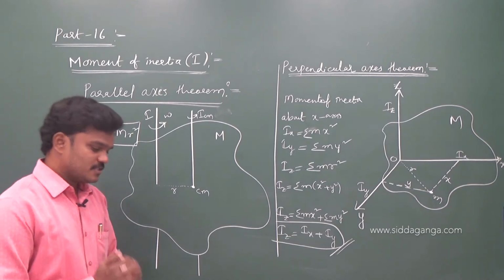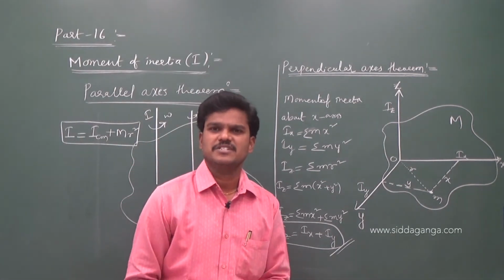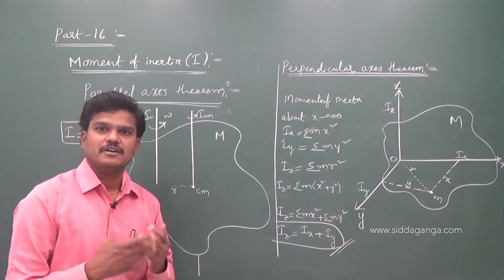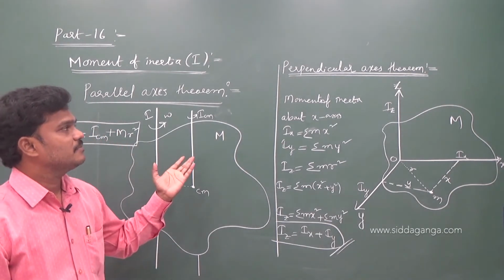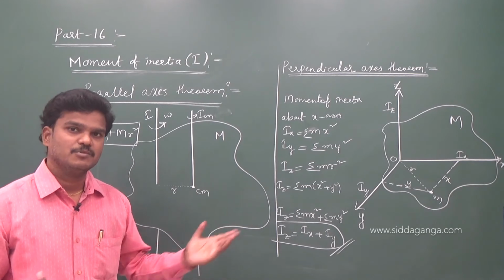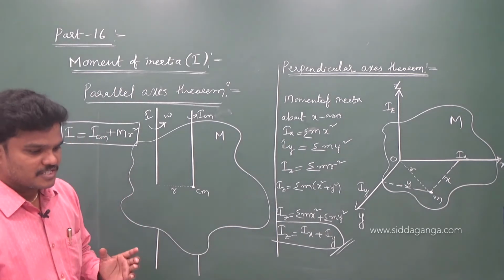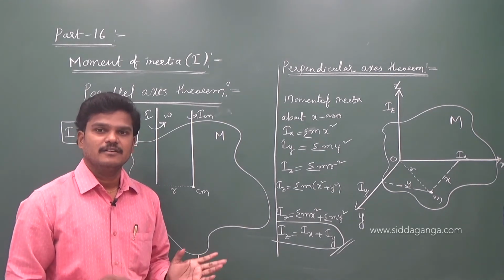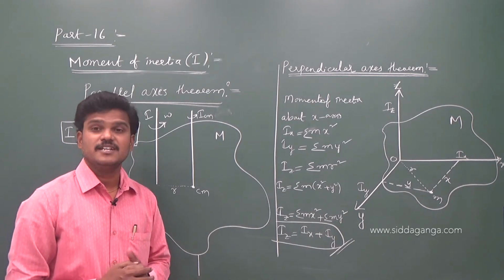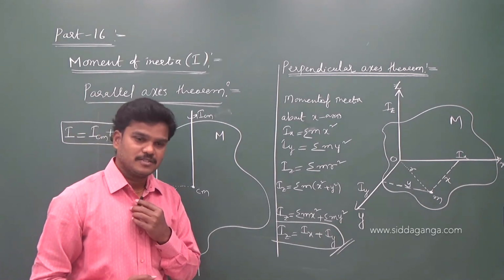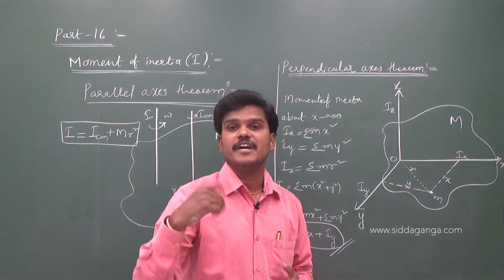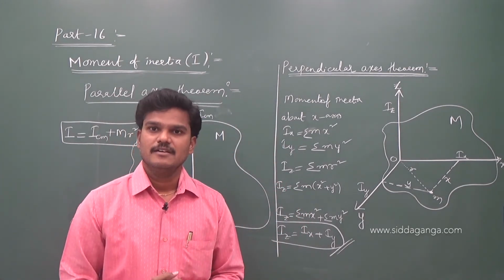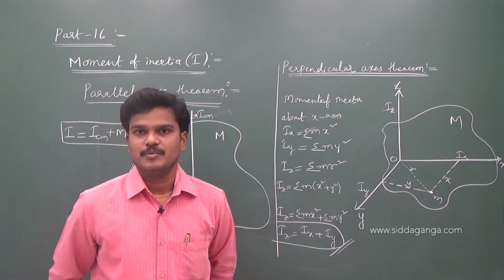See what I covered today: just the moment of inertia definition. I extended it to the radius of gyration, and after that the simple theorems, the perpendicular axis theorem and the parallel axis theorem. What is moment of inertia? Is it a scalar or a vector? It's not a scalar, it's not a vector. It is a tensor quantity because it will give different values in different directions.